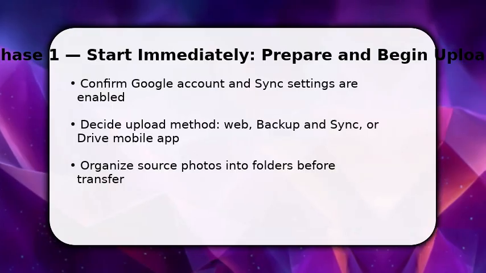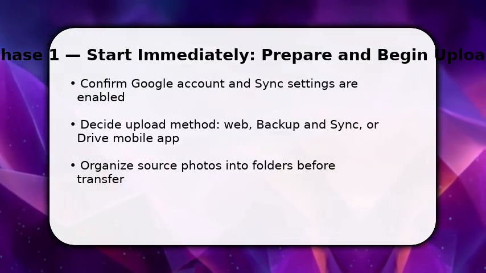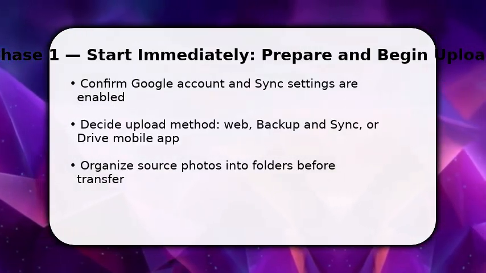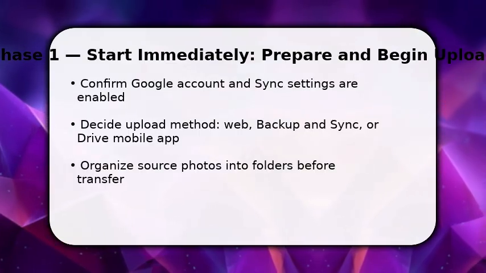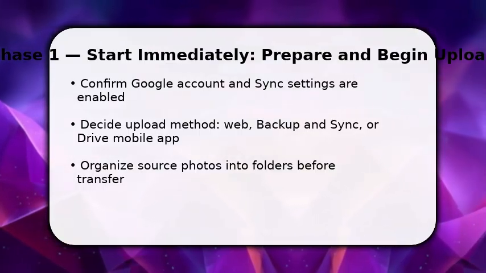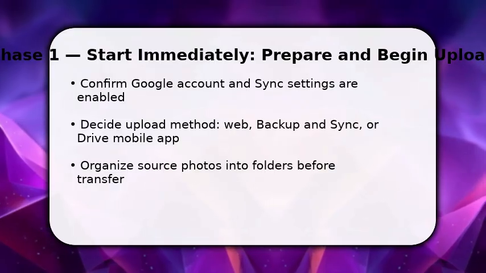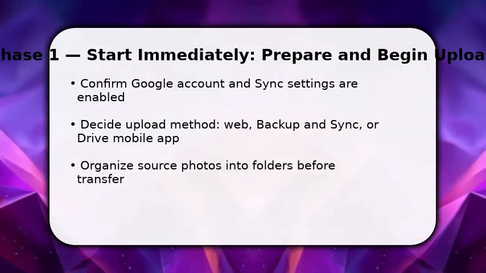Once chosen, open Drive, select New, then File Upload or Folder Upload. Pick the prepared folder. Make sure Wi-Fi is stable to avoid partial uploads, and monitor the progress bar so you know when the first batch finishes.